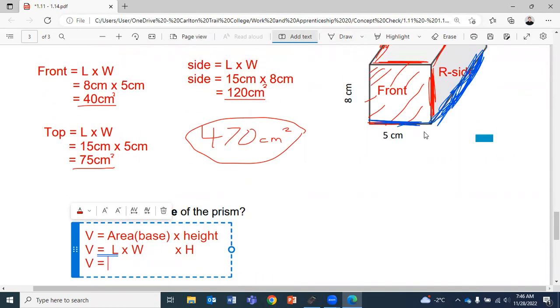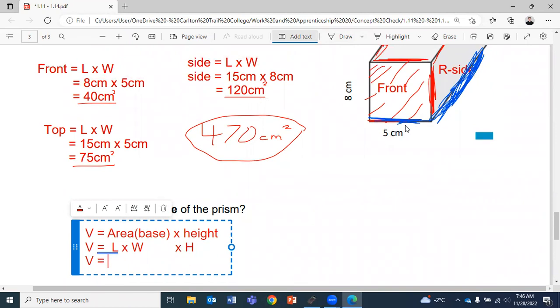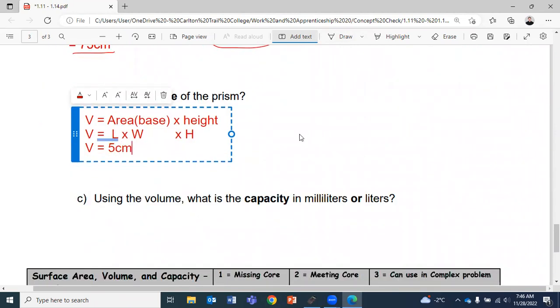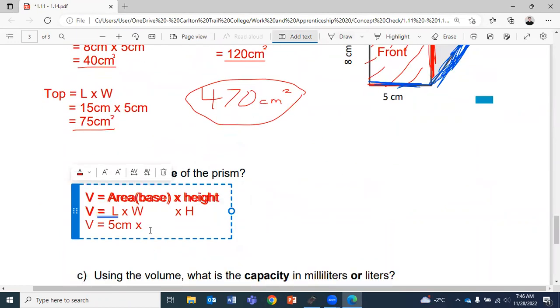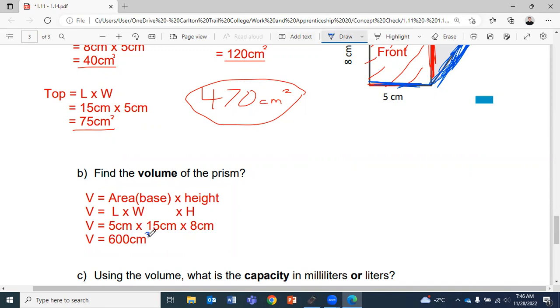My length is going to be 5 centimeters. My width is not 8. It's the 15 centimeters here, right? You're doing the base first. Then times it by the height, which is 8 centimeters. So if I times all this together, 5 times 15 times 8, I get 600 centimeters, not squared, cubed, right? That's my final answer, 600 centimeters cubed.